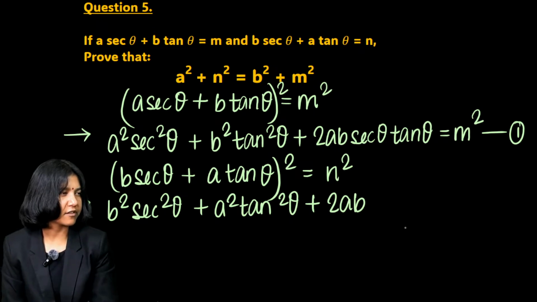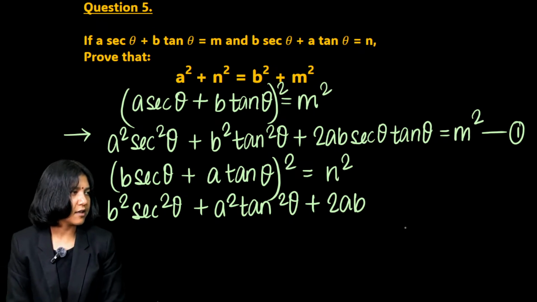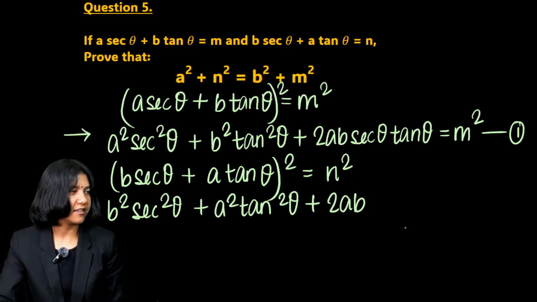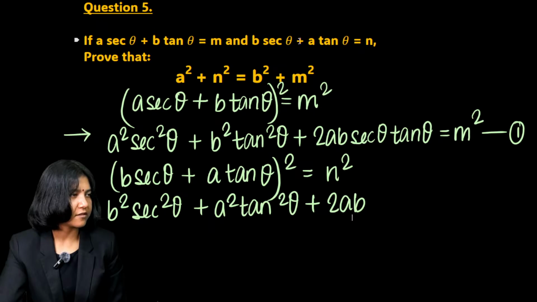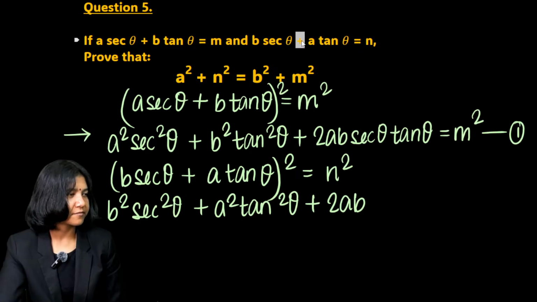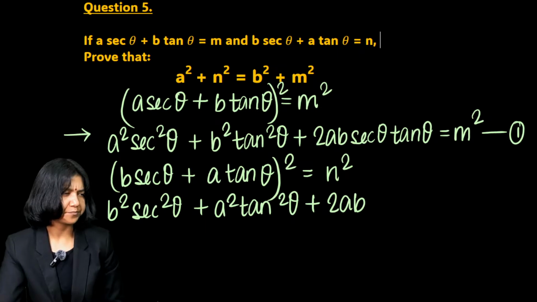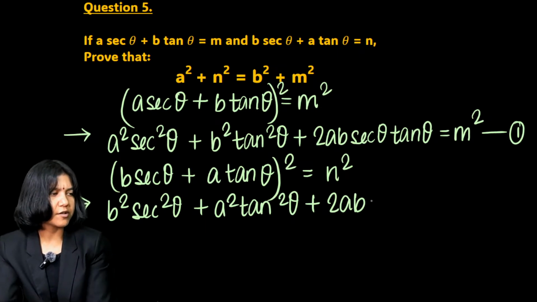I believe the question was actually supposed to be minus. I think the question has a problem. This question was supposed to be minus here: a sec theta minus b tan theta. Or I think even if it is plus, okay, I think it is plus only. 2ab sec theta tan theta. I just get the same expression.